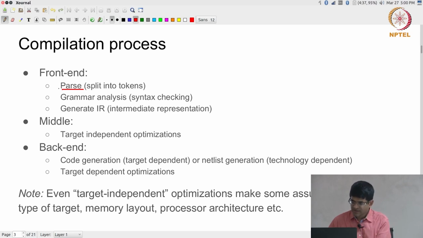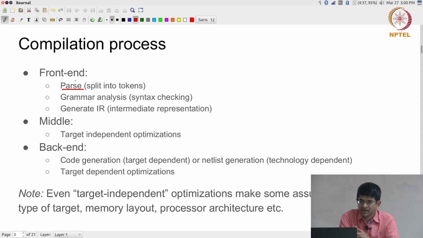Next we come to grammar analysis, which is the so called syntax checking, which essentially says, is this a meaningful sentence in this language that you have written. Once both of these have passed, that is to say you are able to recognize this as a program that has been written in C, and it is valid C, with no syntax error detected, the front end generates something called an intermediate representation, an IR.